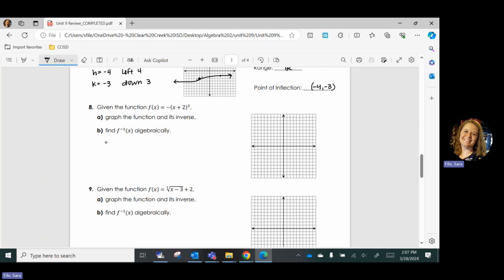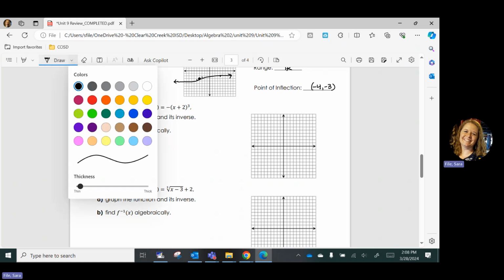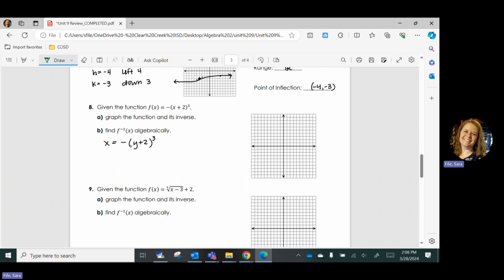So that becomes x equals negative y plus 2 cubed. To solve for y then, we need to get rid of that negative in front. So we've got negative x equals y plus 2 cubed. Now we've isolated the cubed expression, so we're ready to take the cube root. And so we've got the cube root of negative x equal to y plus 2. And so now we just have to move the plus 2 over by subtraction.